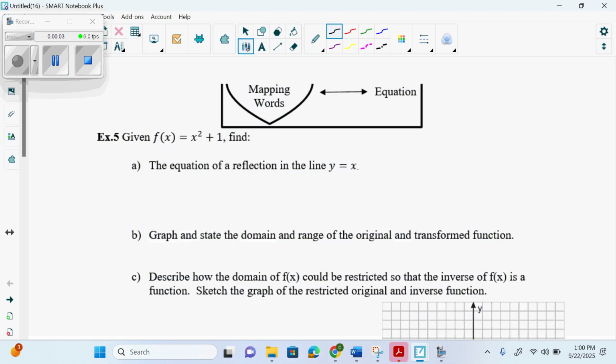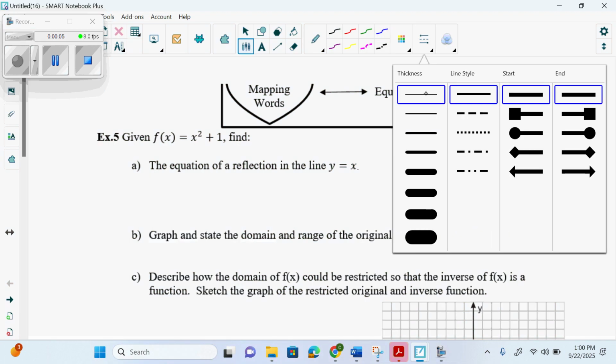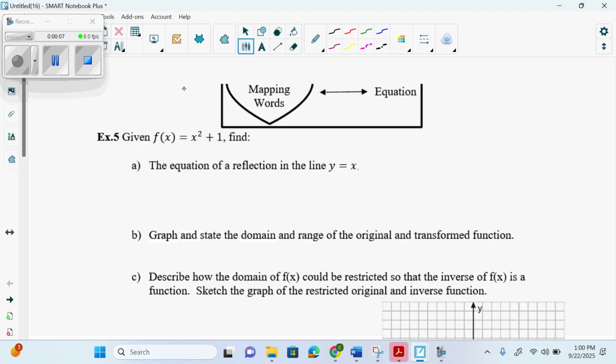Given f of x equals x squared plus 1, find the equation of the reflection in the line y equals x. So remember, if there's a reflection in the line y equals x, that is indirectly asking for the what? Starts with an I. Inverse.